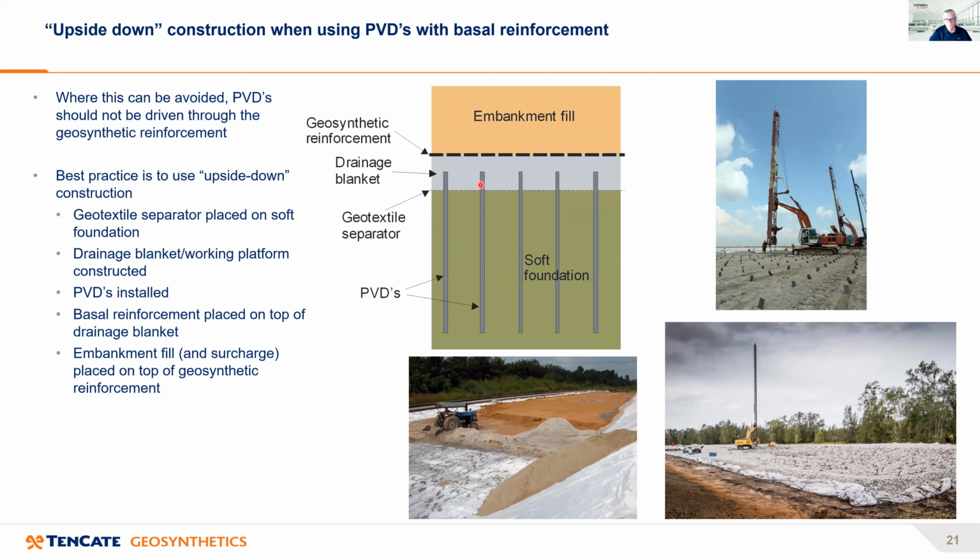Then we install the PVDs down through the geotextile separator into the soft foundation. After we've done that, we place the basal reinforcement across the top of the drainage blanket. And then finally, we build the embankment fill on top. You can see in the top photograph here where the drainage blanket is made from sand, and that's normally the most common. And here you can see the PVD rigs installing the PVDs through the sand drainage blanket.